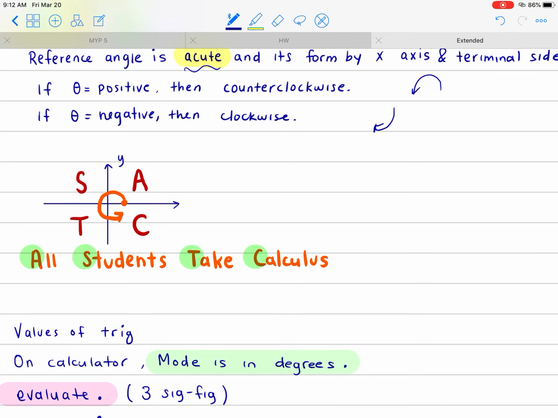Then we talked about All Students Take Calculus. What does that mean? Every single thing on the first quadrant is positive. Only sine on the second quadrant is positive. Only tangent is positive on the third quadrant. On the fourth quadrant, only cosine is positive.